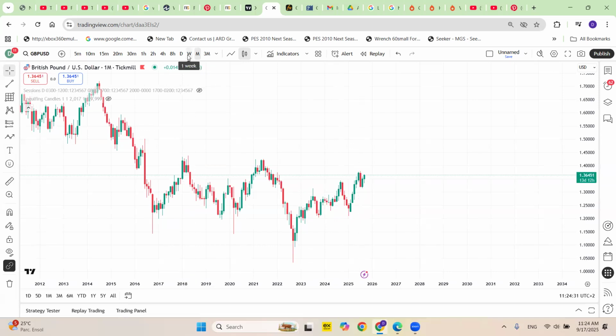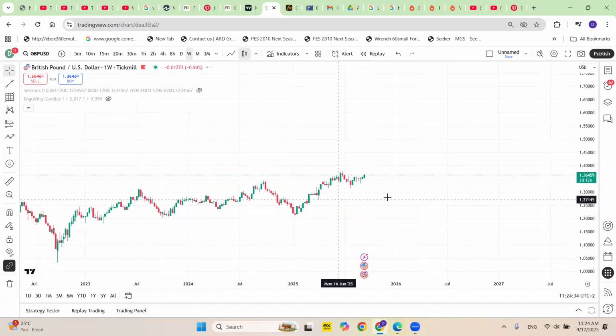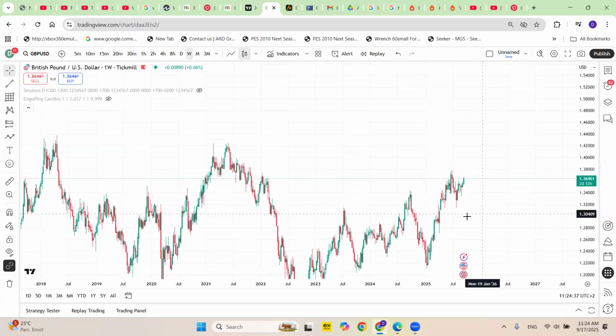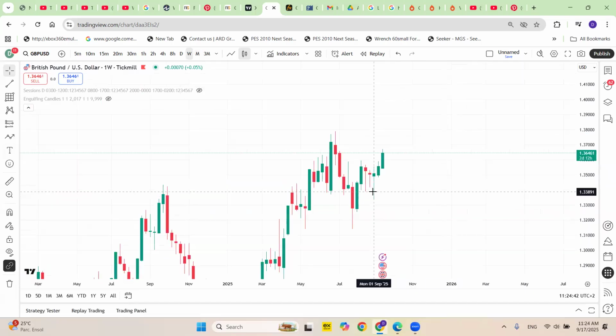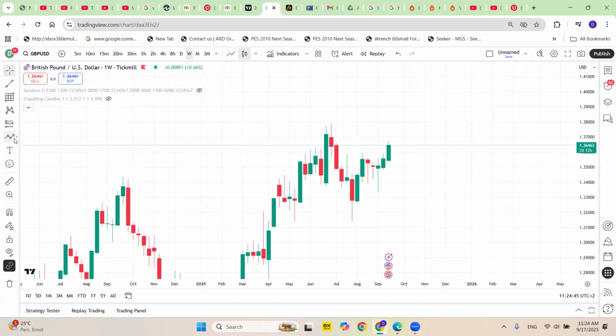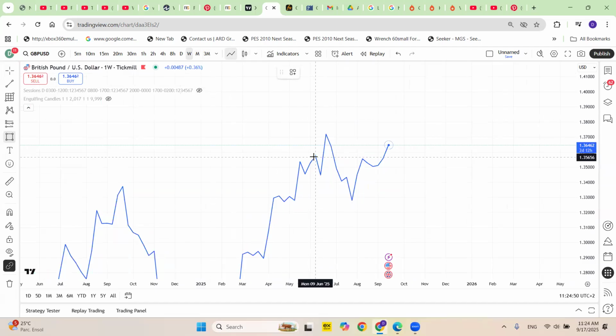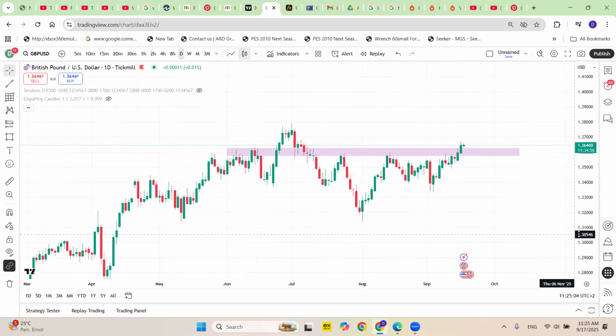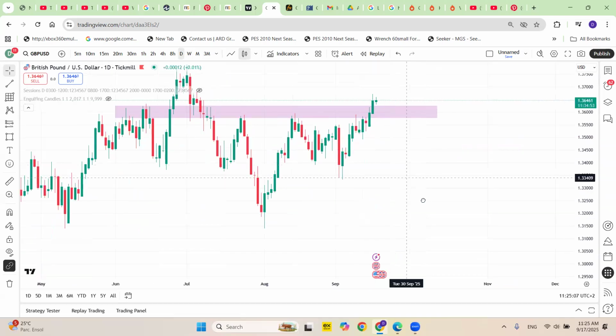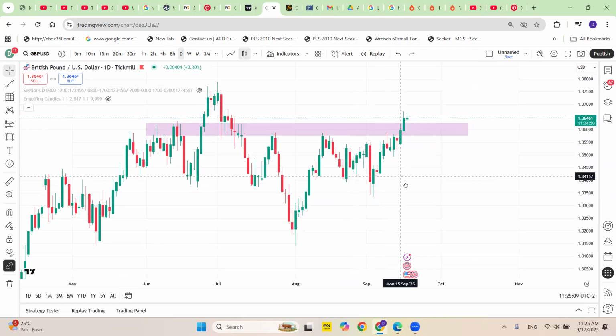So I go to the weekly candlestick. I was expecting some sales in around this area, in this Quasimodo reversal area on the weekly. But the price touched it here, and I went to daily and it didn't give me any sell setup here.